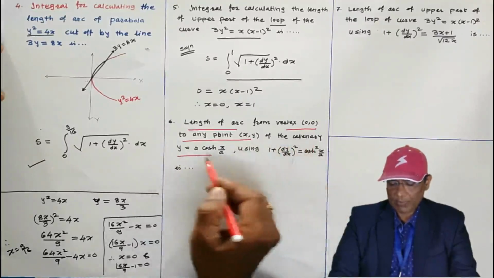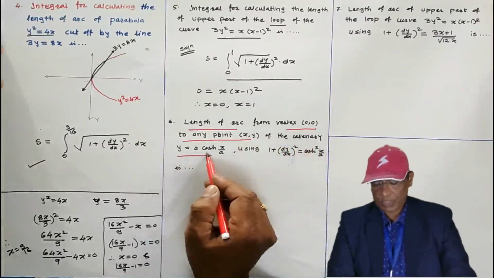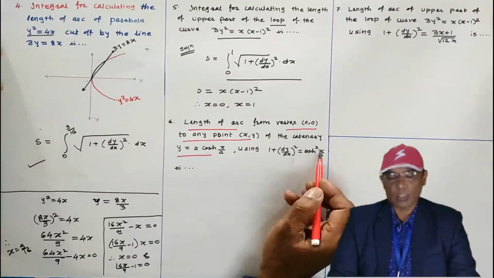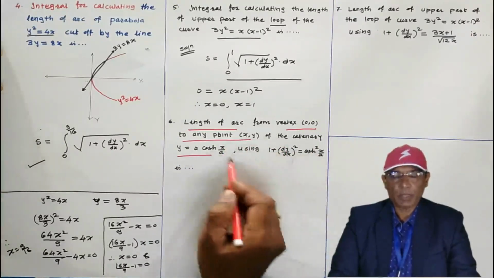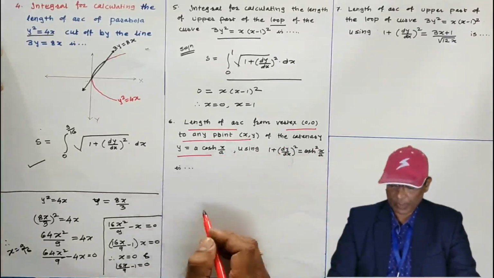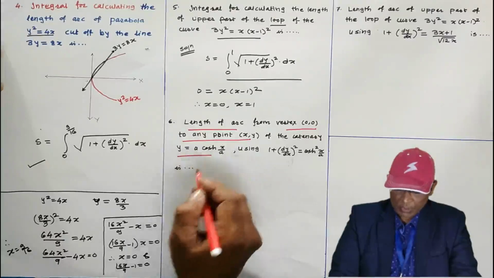The name of the curve is given: catenary. The equation of the curve is this. Using 1 plus (dy/dx) squared equals cosh squared (x/a). This is a multiple choice question, but in order to save time, I am not writing the options. Now y is expressed in terms of x.